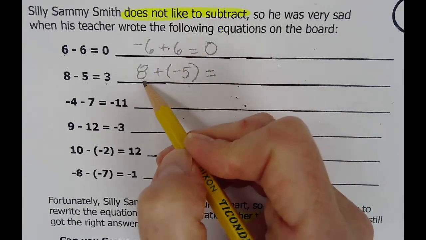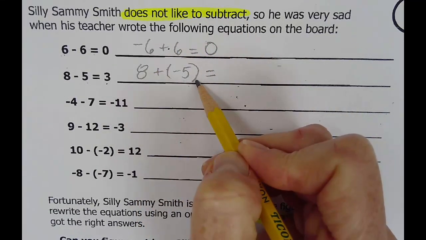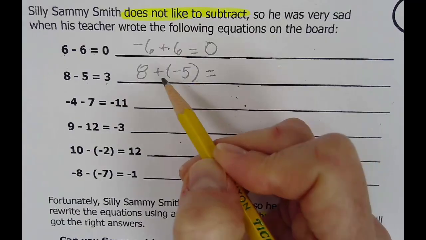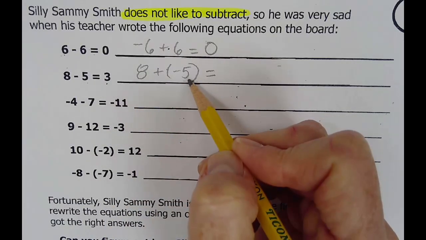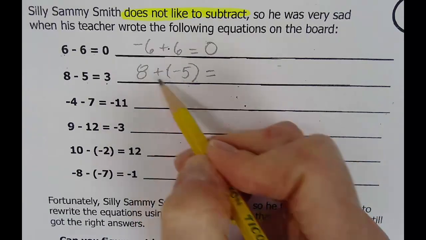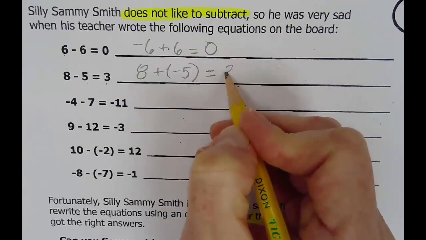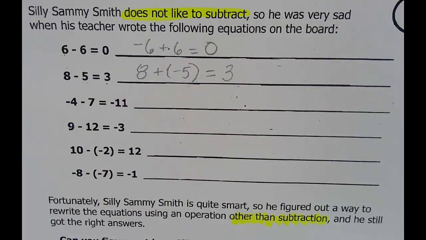What happens if I have a positive and a negative? What do I do? You really subtract because the signs are different. So if I'm subtracting, is my answer going to be a positive or negative? Positive. Oh, that works. So what do we do?